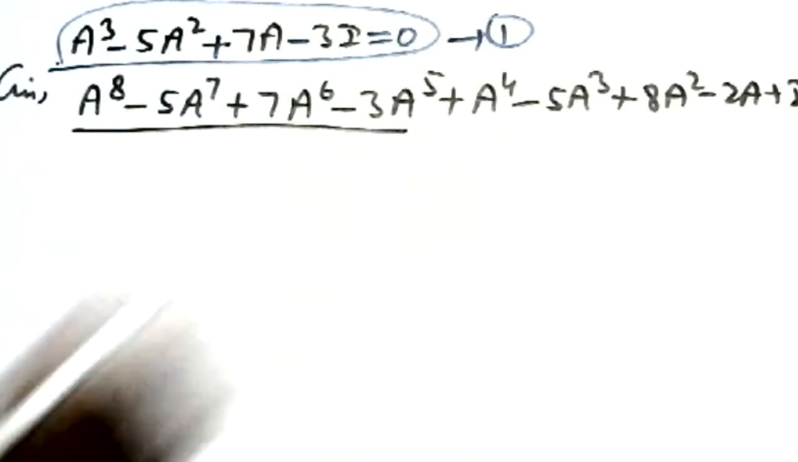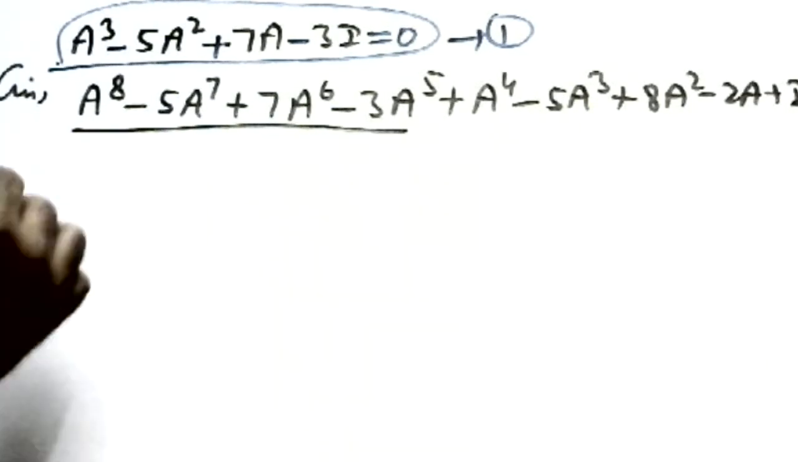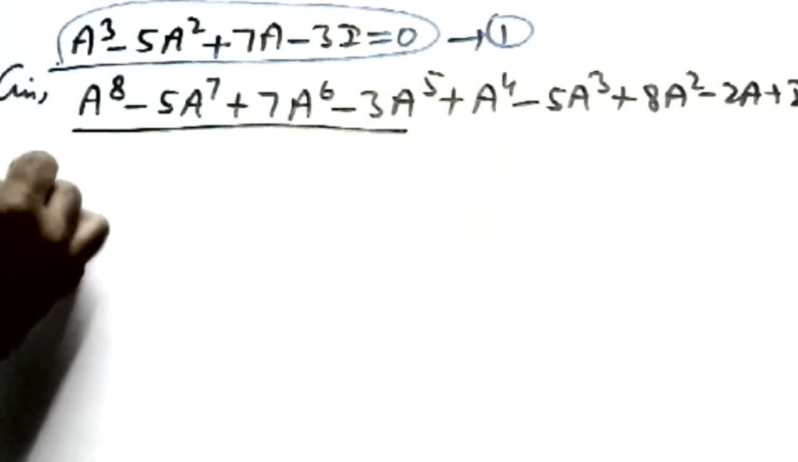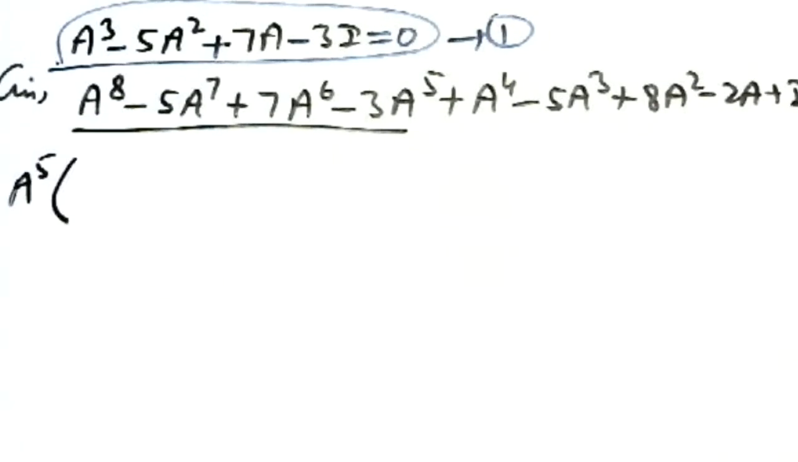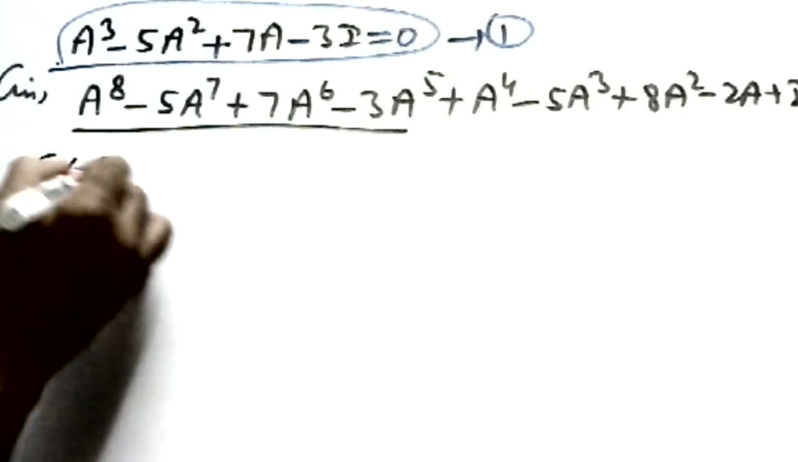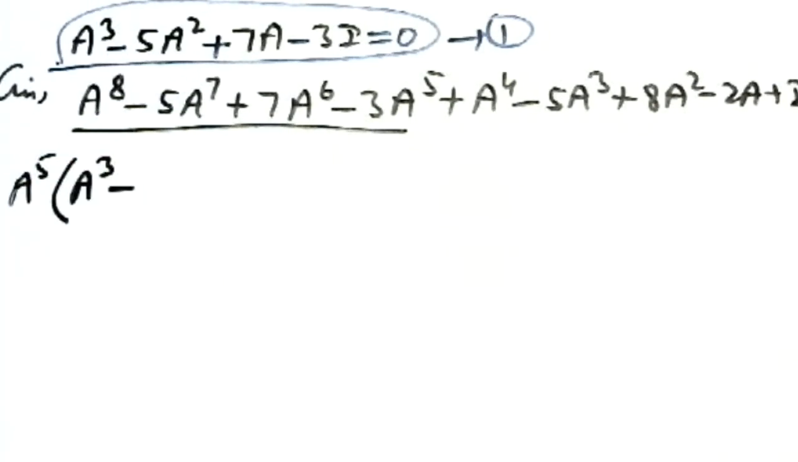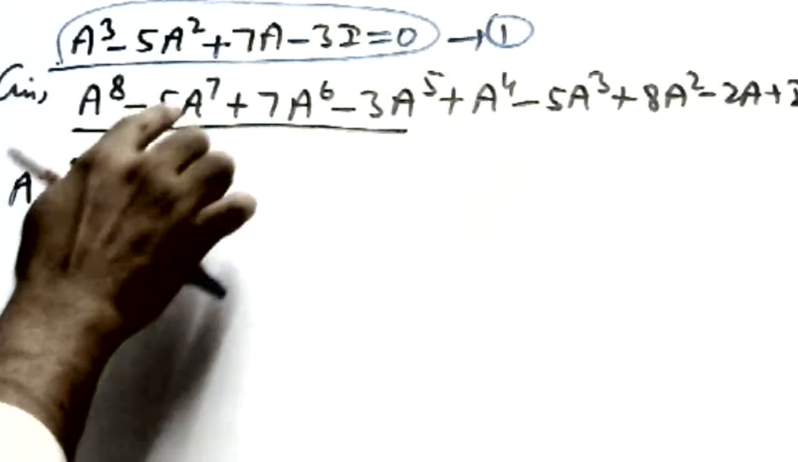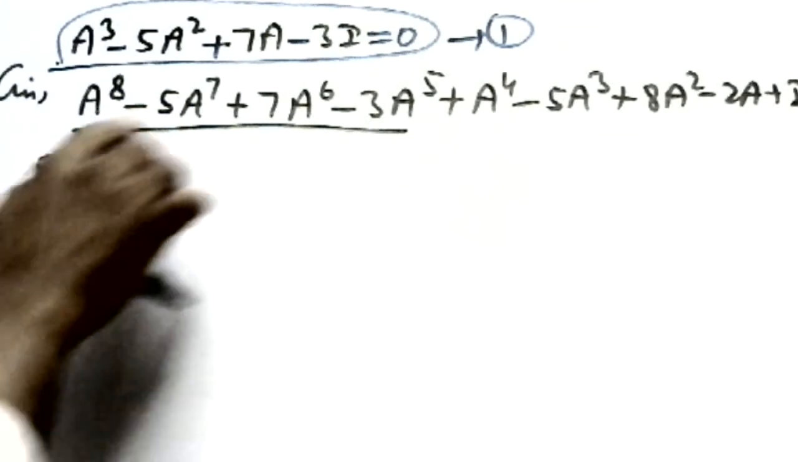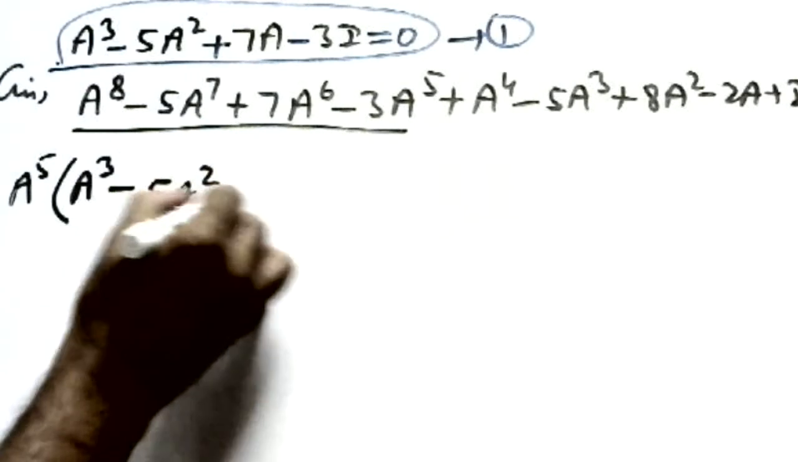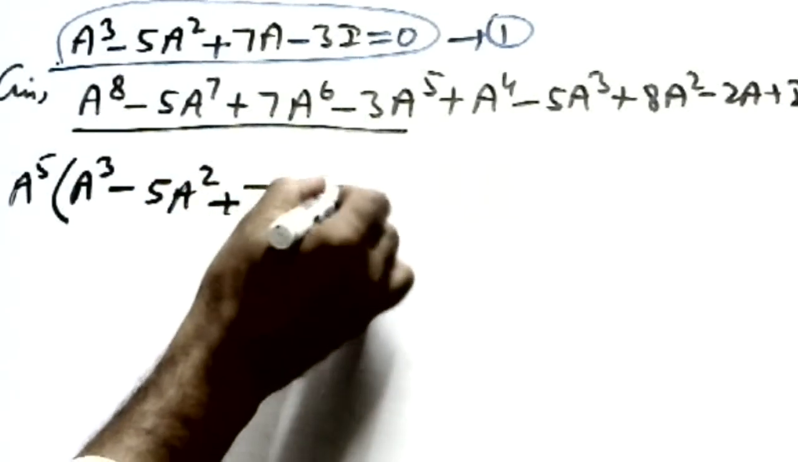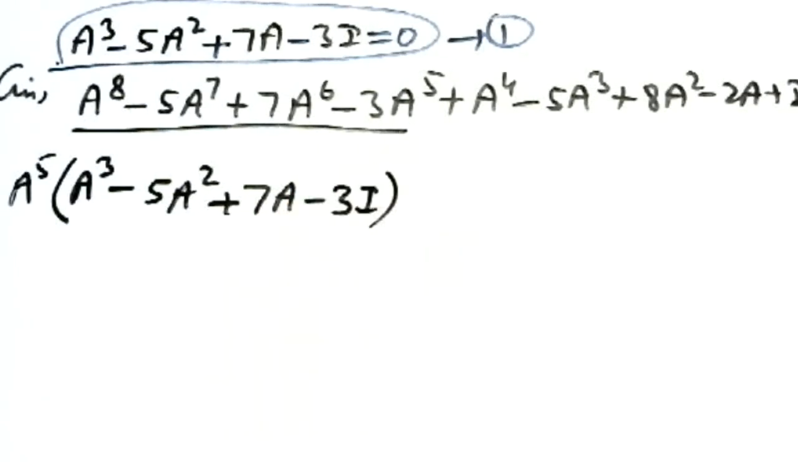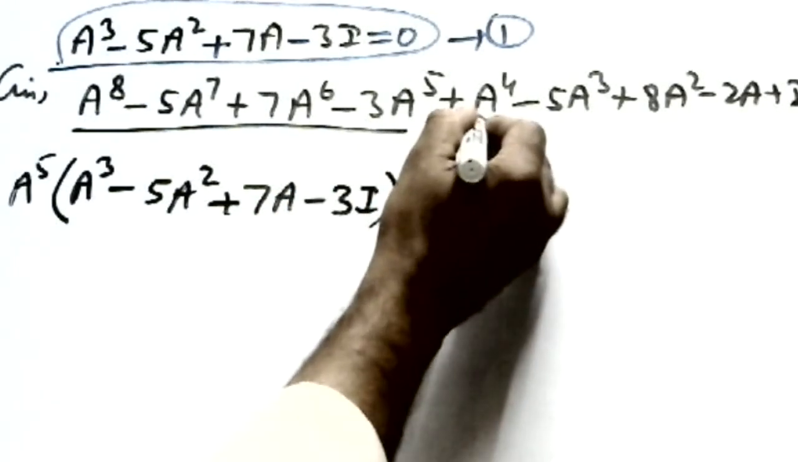You do one thing: from here to here, we can take something common. What can we take common? Let me take A power 5 common. If we take A power 5 common here, what is left? It is left with A cube minus 5A square plus 7A minus 3, and we write the 3 as 3I.